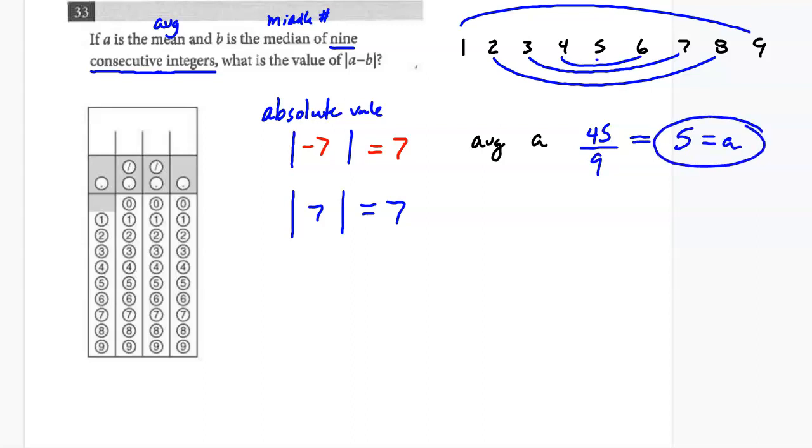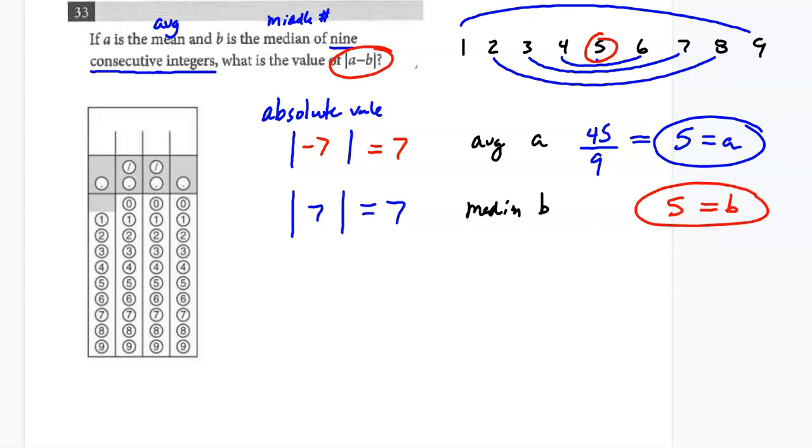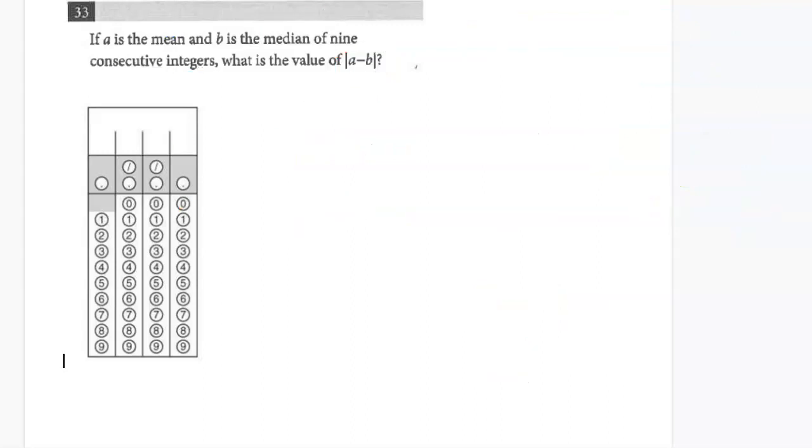Well, the median, which is the middle number, which they're calling B, the middle number of this data set is 5. So B equals 5. When I come back over here and do this final absolute value, I have the absolute value of A minus B, which is the absolute value of 0. The correct answer here is just 0. So again, bubble in one of the sides and you're all set.